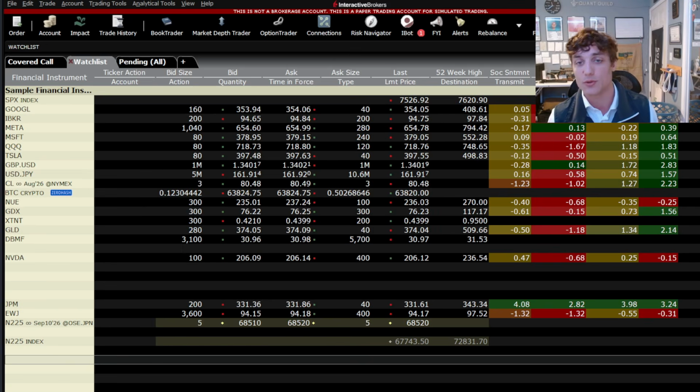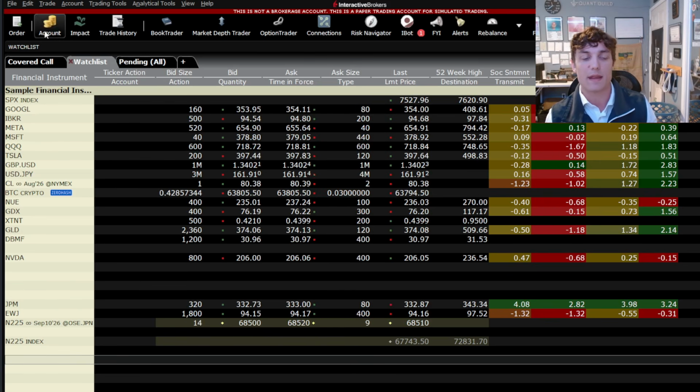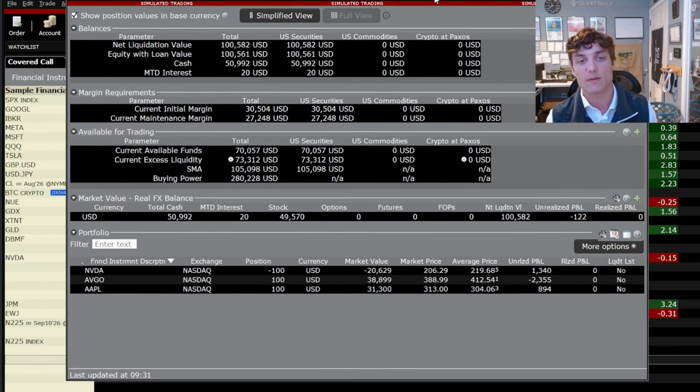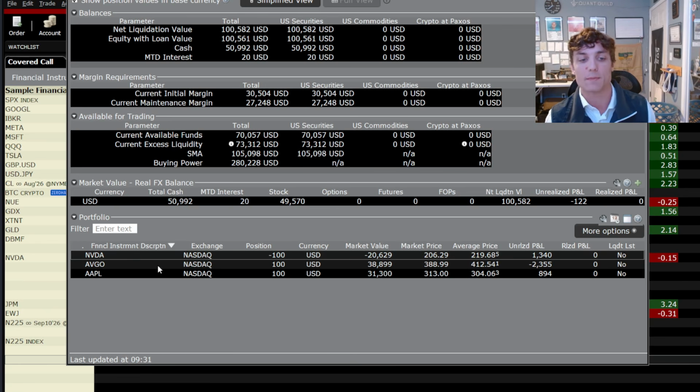Once you boot up your Trader Workstation, you're going to be able to place trades. You can place trades on stocks, futures, bonds, any security that you can come up with and hold in your portfolio. So what we have here, if I head on over to my account and I look at the portfolio section, I have a few different stocks in this portfolio. I have a long position in AVGO and Apple of 100 shares and a short position in Nvidia of minus 100 shares.